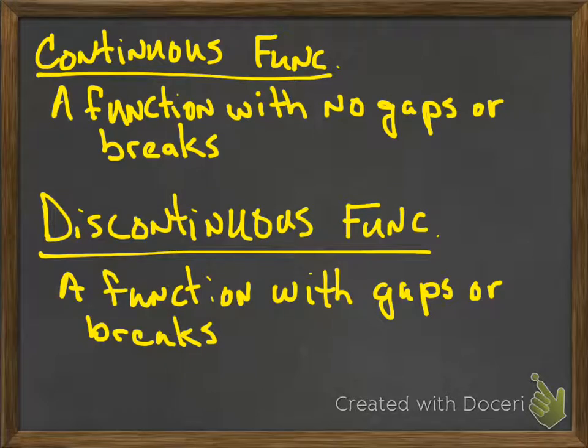Now, before we move on, we need to talk about what a continuous function and a discontinuous function are. A continuous function is a function with no gaps or breaks. Linear, quadratic, all the other ones we've done before were continuous. With rational functions, we create what are called discontinuous functions, functions with gaps or breaks. And so we need to make sure we find all those gaps or breaks.